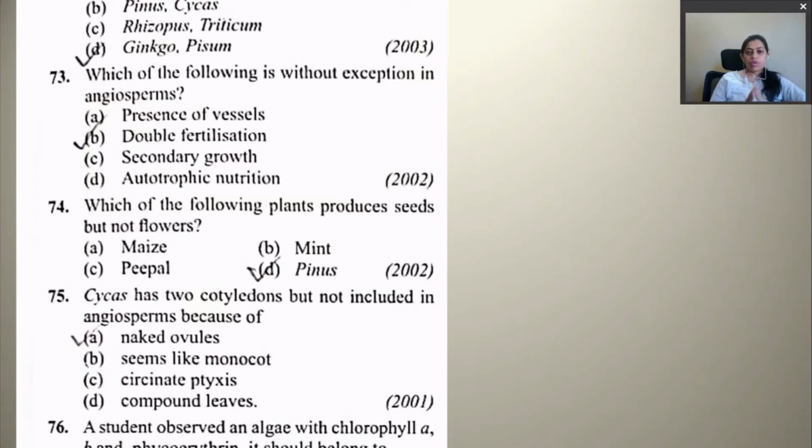Which of the following plants produces seeds but not flowers? Okay, so that means naked seed. So it is gymnosperm, not maize, it is Pinus.